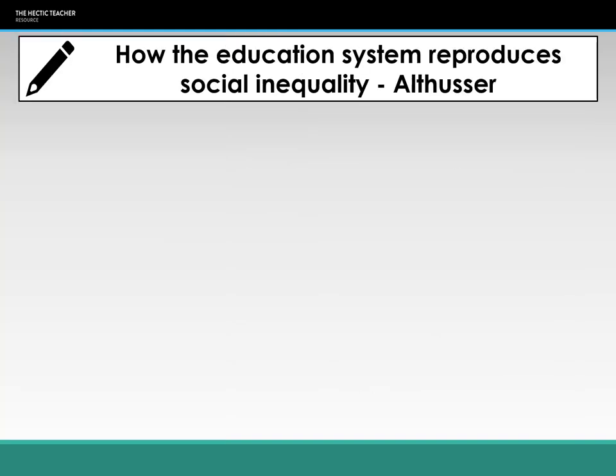First of all, we're going to look at how the education system reproduces social inequality. Our key thinker here is Althusser, who's a French Marxist. I think I'm pronouncing his name correctly, but I'm not 100% sure. Althusser argues that one of the key functions of education is to reproduce social inequality, to keep social inequality going. And he says the education system does this in a couple of ways.